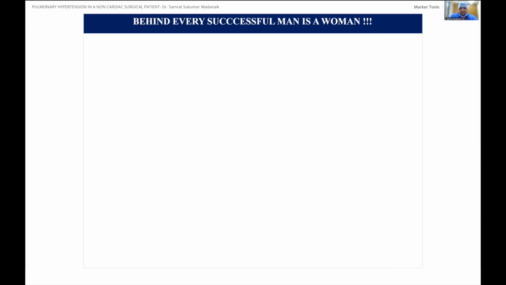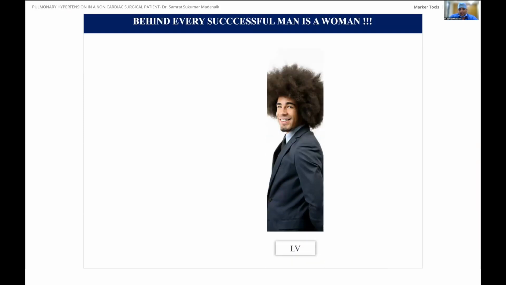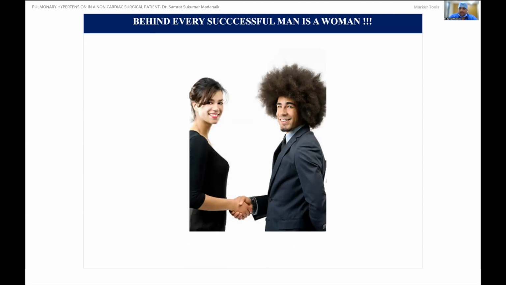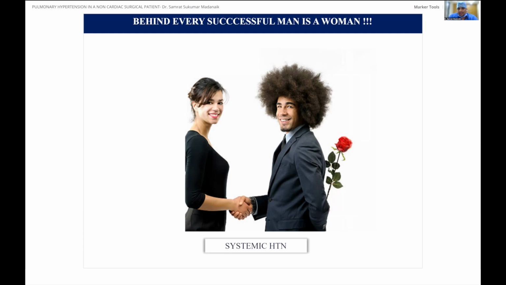To begin with, we all say that behind every successful man, there is a woman. So let us call LV the man and RV the woman. For good coordinated movement, there always has to be good coordination between both of these. This is how a normal cardiac patient looks. In systemic hypertension, there can be some problems, but if there is pulmonary hypertension, then there are definitely going to be disastrous consequences.